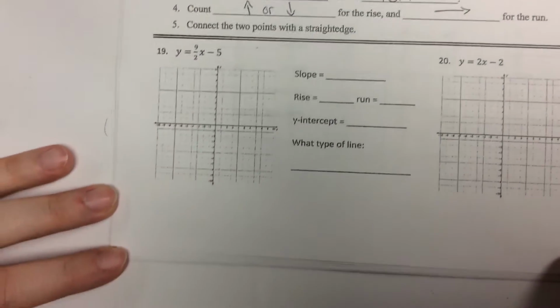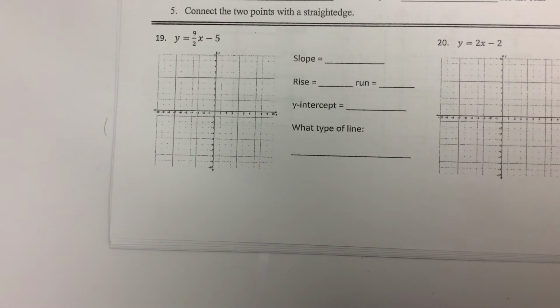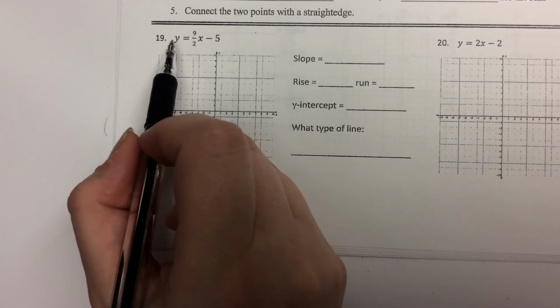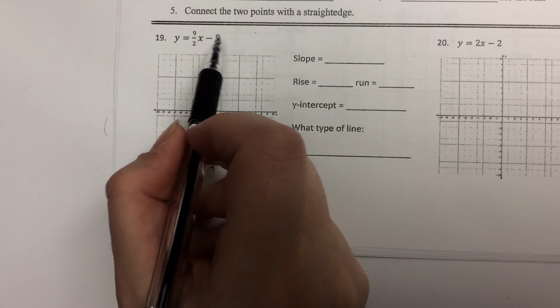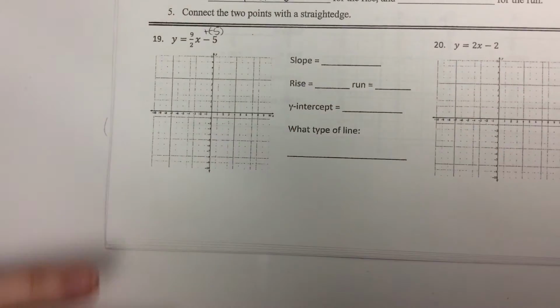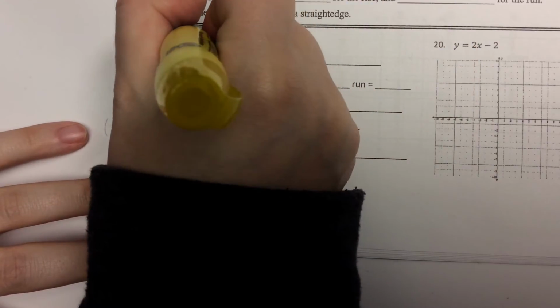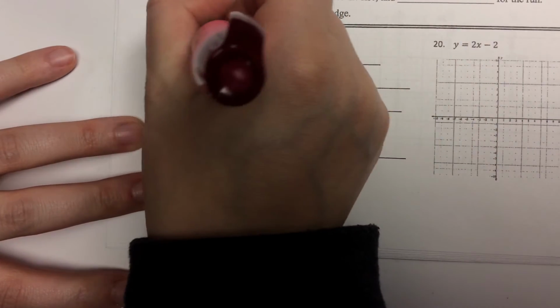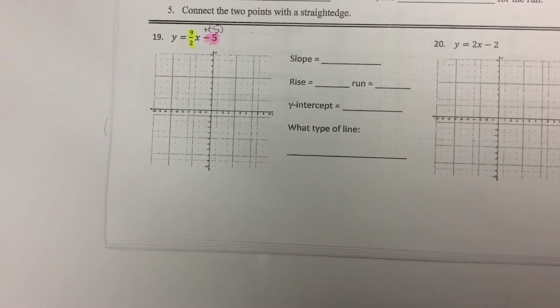So let's look at an example. Number 19, all right, is this in slope-intercept form? Y equals mx plus b. Just because this isn't a plus doesn't mean anything. It's like saying plus a negative 5. It means the same thing, and you should know that by now. Okay, so here, let me highlight. Here we have our slope, and here we have our y-intercept.